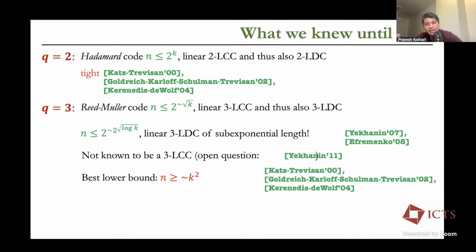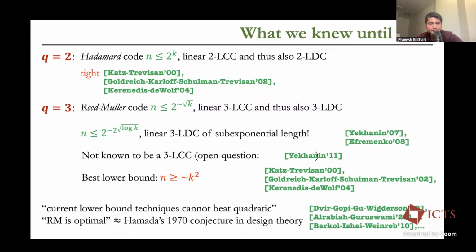We know a quadratic lower bound. We know that we can't have a code with just linear blow up, for example. And this was also established in the same sequence of works that I told you about for q equals 2. But really, there's a huge gap between k squared and the best known construction. For 3 LCCs, there is basically an exponential gap. For 3 LDCs, there is still a large gap, and so on.